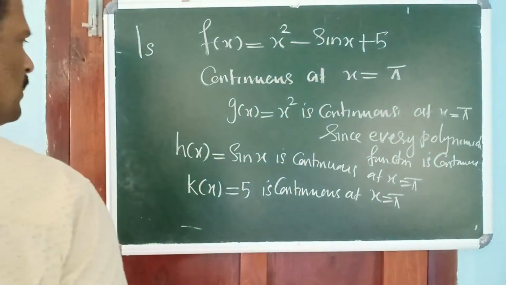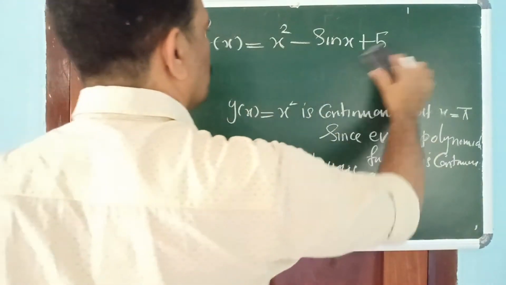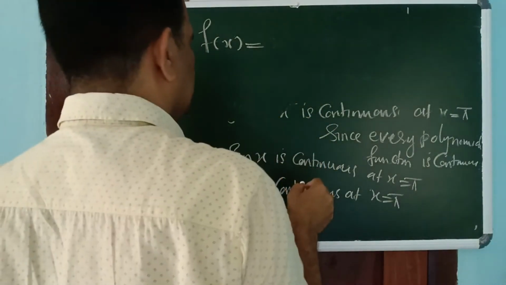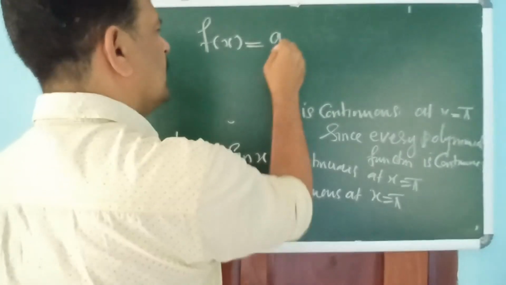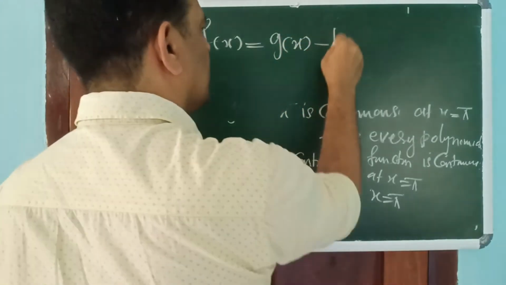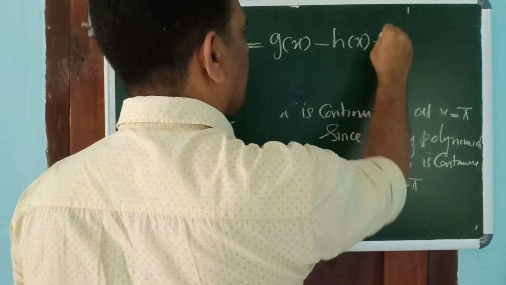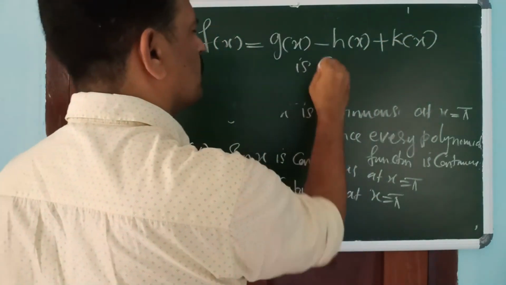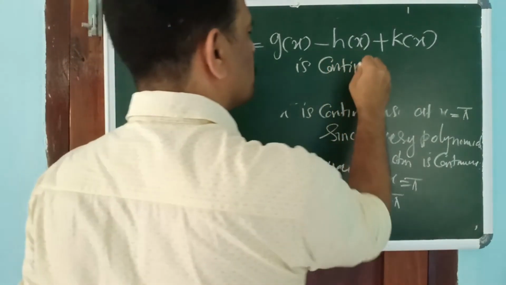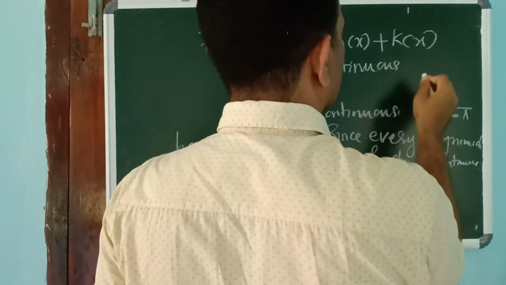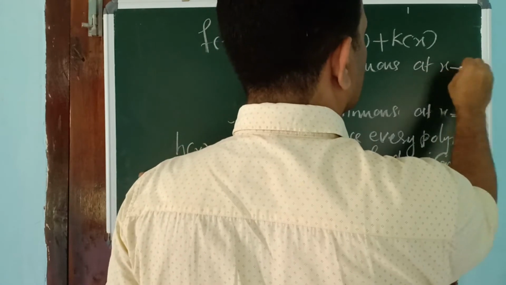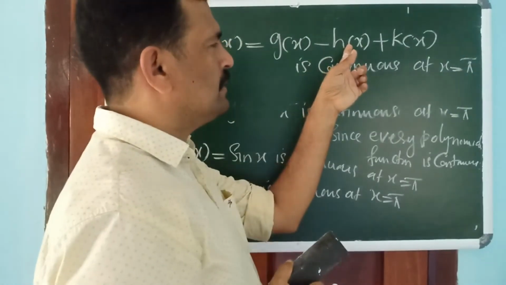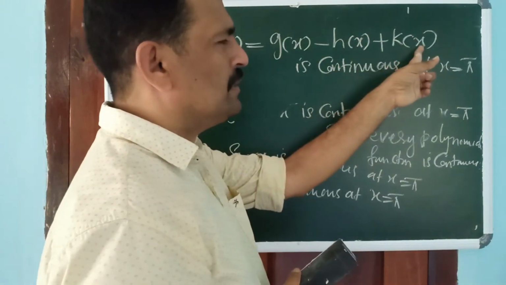Now we can write f of x equal to g of x minus h of x plus k of x is continuous at pi, because we know that the difference of two continuous functions is continuous, and the sum of two continuous functions is continuous.